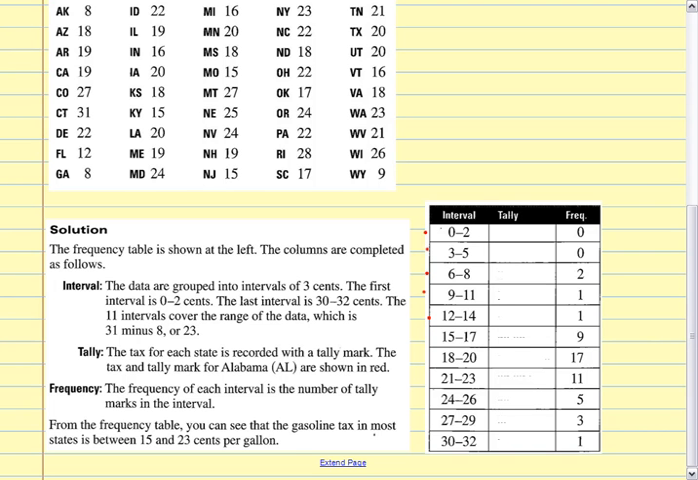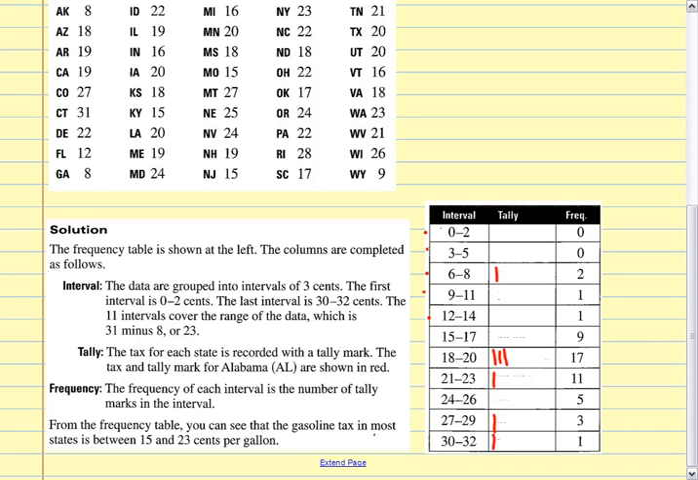Alaska, yes, that's Alaska. Alaska is 8 cents. Arizona is 18 cents. Arkansas is 19 cents. Do you see I'm putting little tick marks in each of the boxes? Okay. California is 19 cents. Colorado is 27 cents. Connecticut's 31 cents. Delaware is 22 cents.